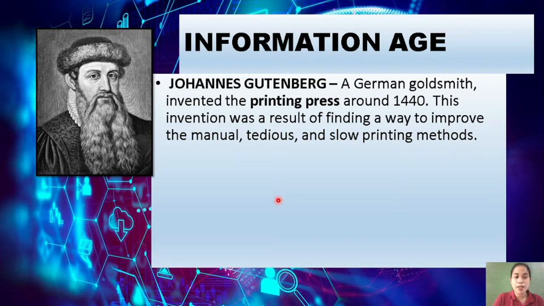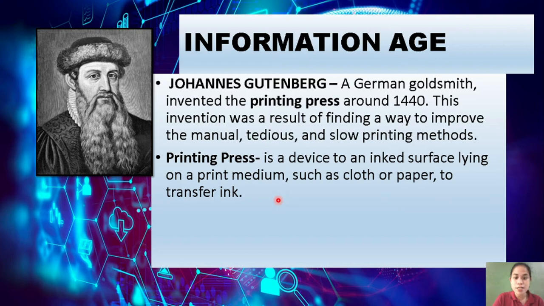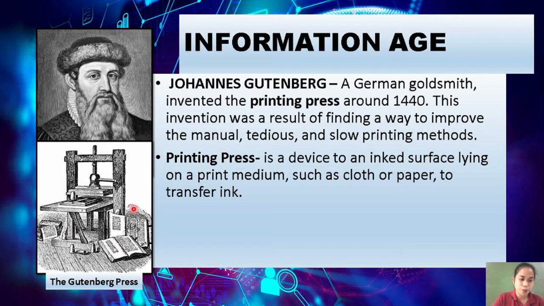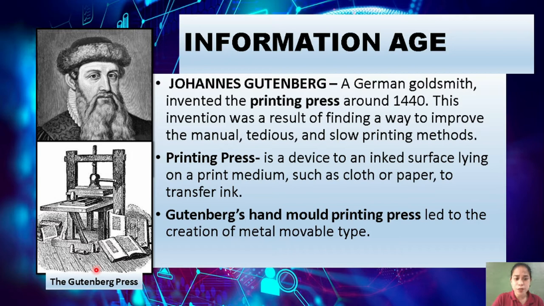So the printing press is a device to apply ink to a surface lying on a print medium such as cloth or paper, or to transfer ink. So this is the Gutenberg press. Ito yung Gutenberg press natin. And Gutenberg's hand-mold printing press led to the creation of a metal movable type. Later, these two inventions were combined to make printing methods faster.